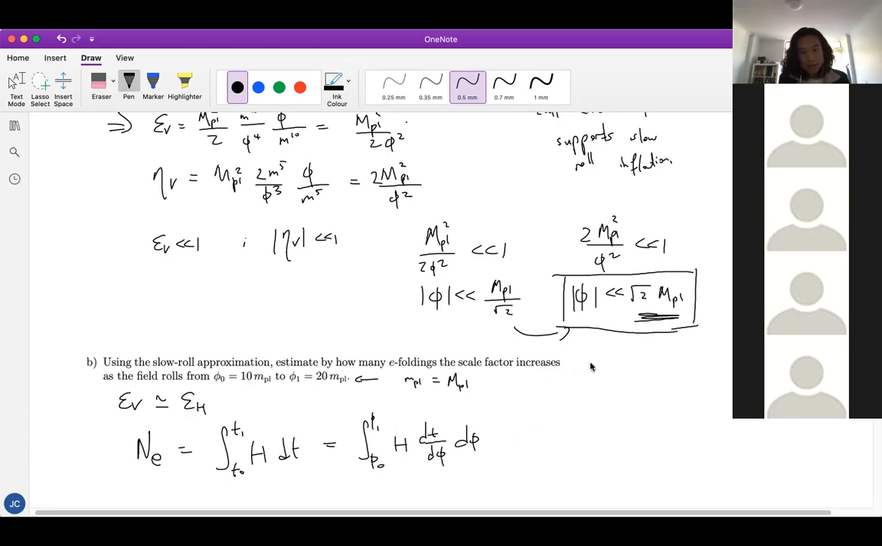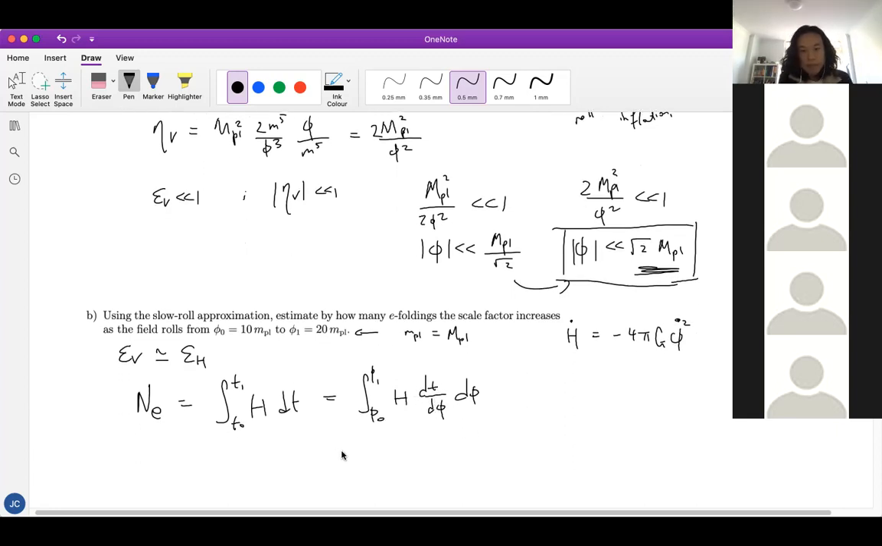Then using Friedmann, if you combine the two Friedmann equations, you should find that h dot is equal to minus 4 pi g phi dot squared. So here, this is 1 over phi dot, and you can use this to substitute it out. Then this gives you the integral from phi naught to phi 1 of square root of 4 pi g, and you have h over the square root of minus h dot.